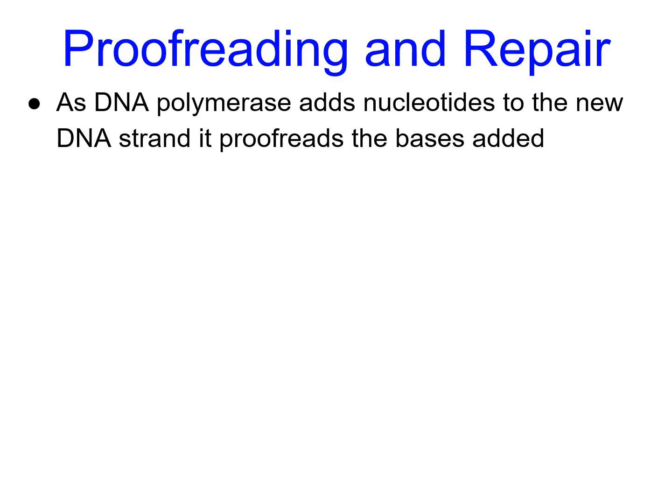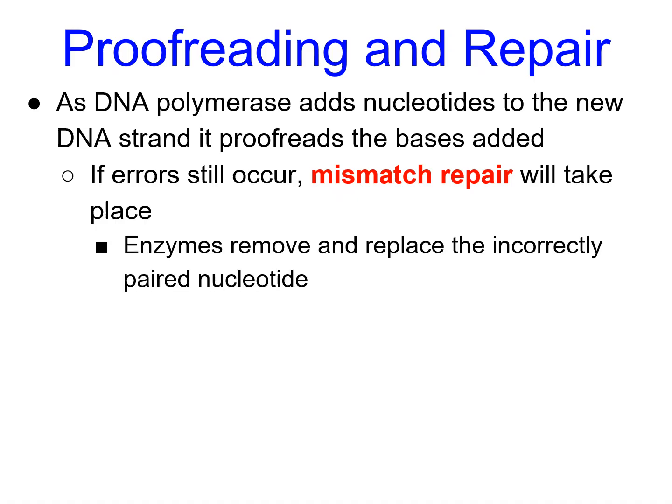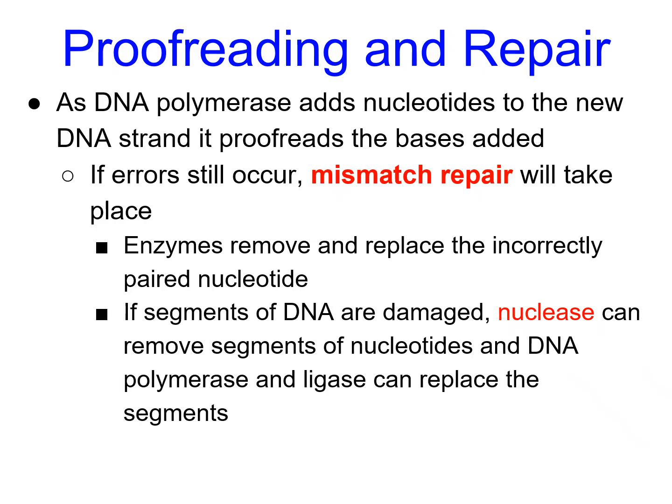DNA polymerase can proofread. So DNA polymerase, as it's building the newly synthesized strand, is also checking for errors. It's checking to ensure that it's placing the correct complementary bases as it's building that anti-parallel strand. And if there is a base that is incorrect, then it can correct itself. Other enzymes can remove incorrect bases and replace them with the correct bases.